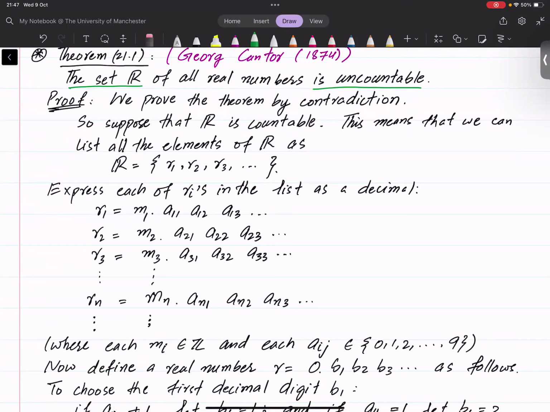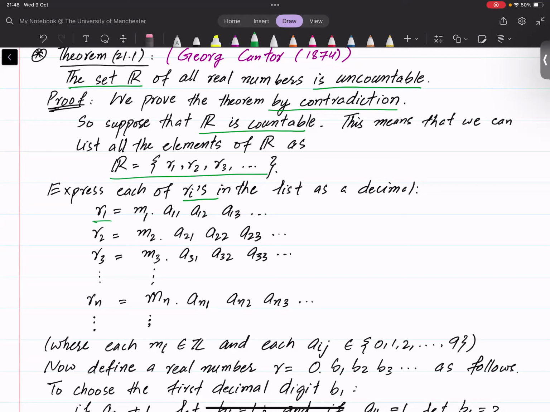So suppose that R is countable. That means that we can list all the elements of R as follows. Remember that we are doing a contradiction. We are trying to find a contradiction. Okay. So now, if this is true, that we can list all the elements of R like this, then we can express each Ri in the list as decimals.